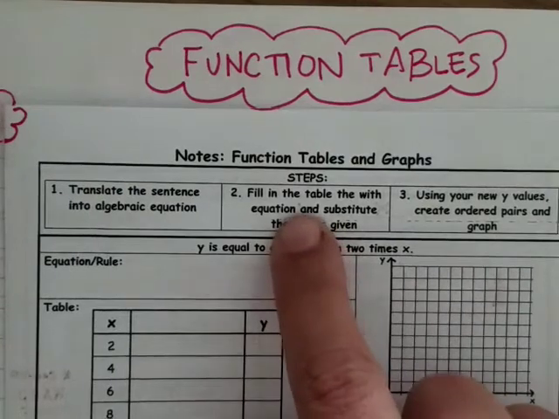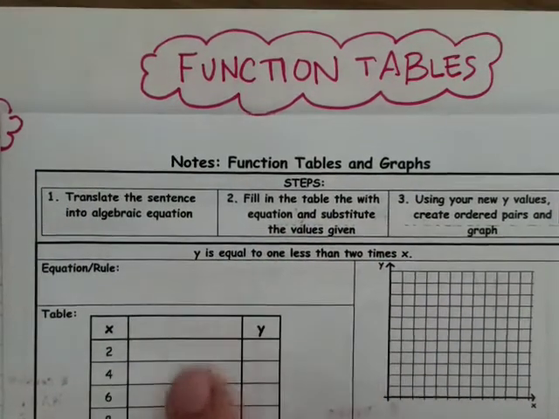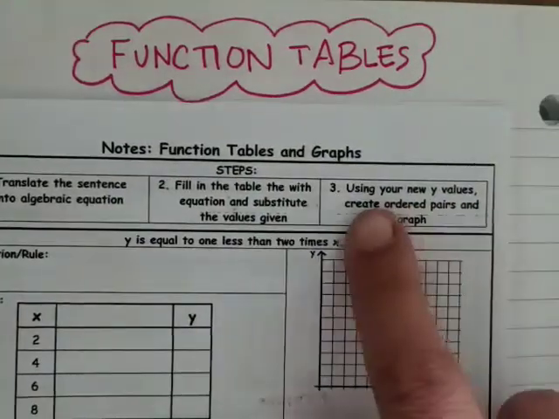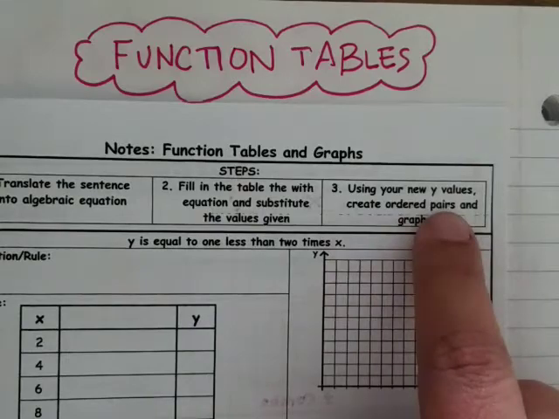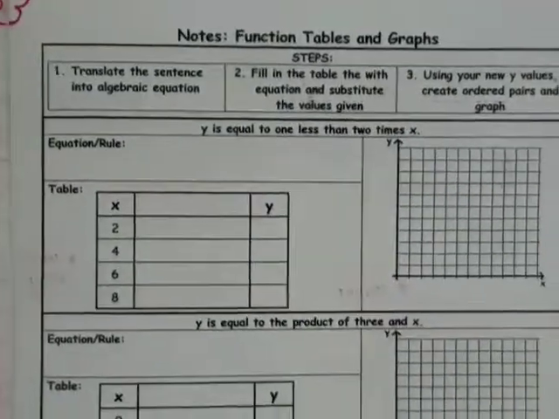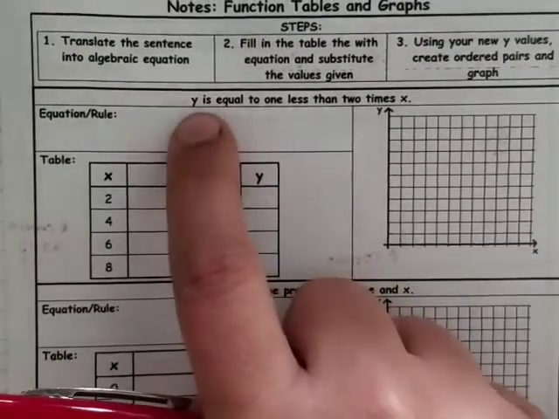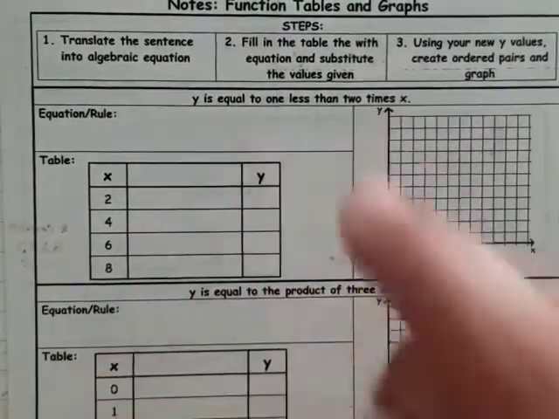Number 2, fill in the table with the equation and substitute the values given, and I'll show you how to do that in the table. Then step 3, use your new y values and create ordered pairs to then graph on this side. So the first thing we've got to do is translate this into an algebraic equation.